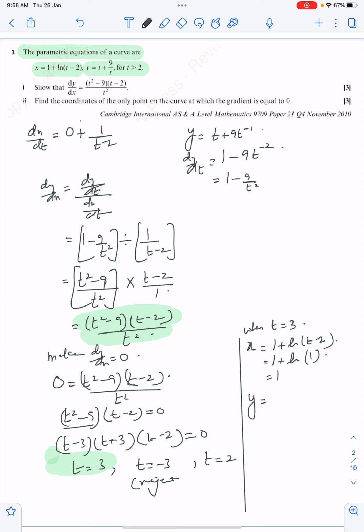And y equals 3 plus 9 upon 3. So 3 plus 3, which is 6. So the coordinates are (1, 6). This is the answer.